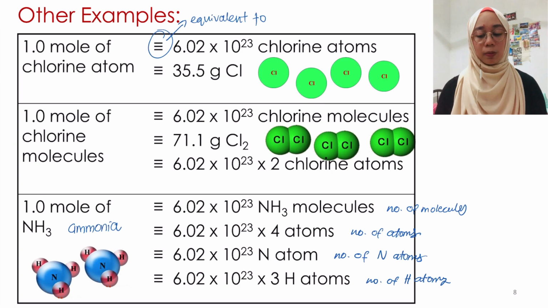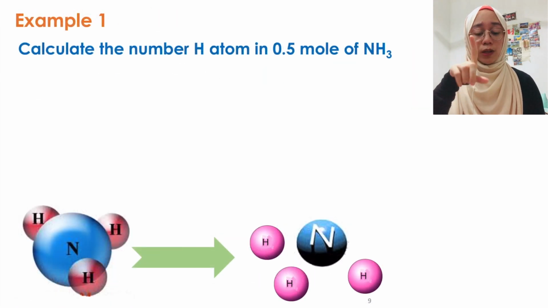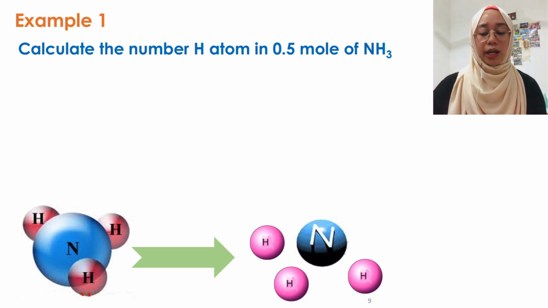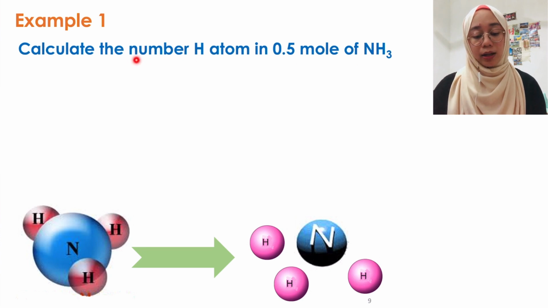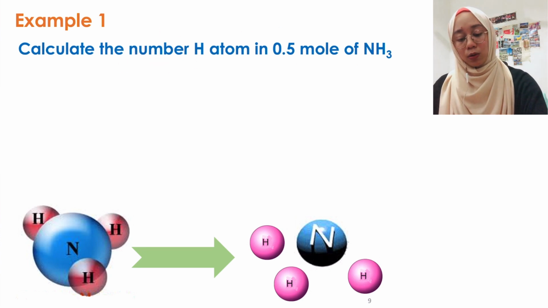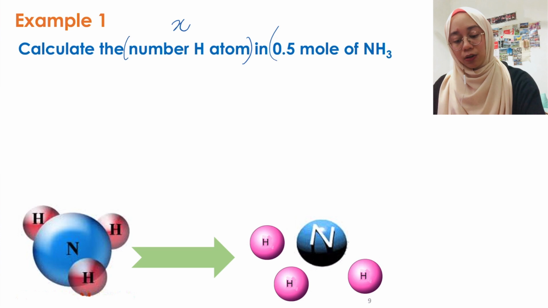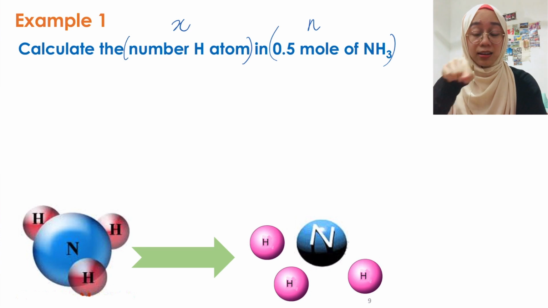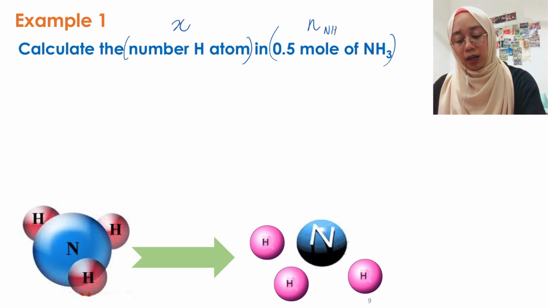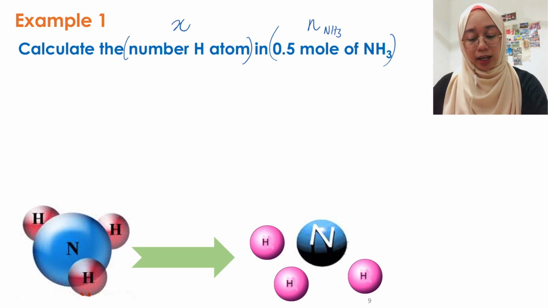Okay, so kita try lagi beberapa contoh yang lain. Okay, so the first one, calculate the number of hydrogen atoms in 0.5 mol of ammonia. Okay, so you are given 0.5 mol of ammonia dekat sini. Okay, and what you have to do is you need to calculate the number of hydrogen atoms. Okay, so number of hydrogen atom ni, ini adalah kamu punya X. Okay, and 0.5 mol of ammonia ni pula adalah mol, kita boleh guna simbol n kecil. So ini pula adalah mol of ammonia yang kamu dah ada. Okay, so kamu boleh take note apa yang kamu dah diberi dalam soalan.